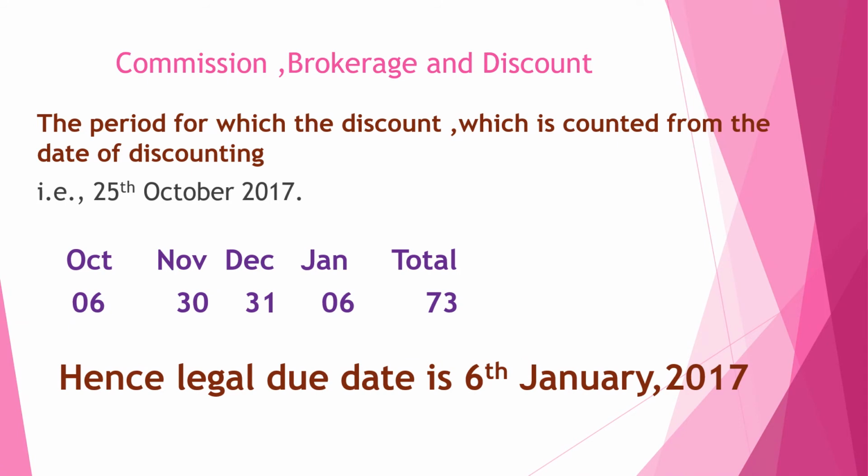The period for which the discount is counted from the date of discounting is 25th October. So definitely we'll be having 6 days of October, November 30, December 31, January again till the 6th. So 6 days. So how many legal due dates do we have? We'll count all this. So we'll be having the 6th January.